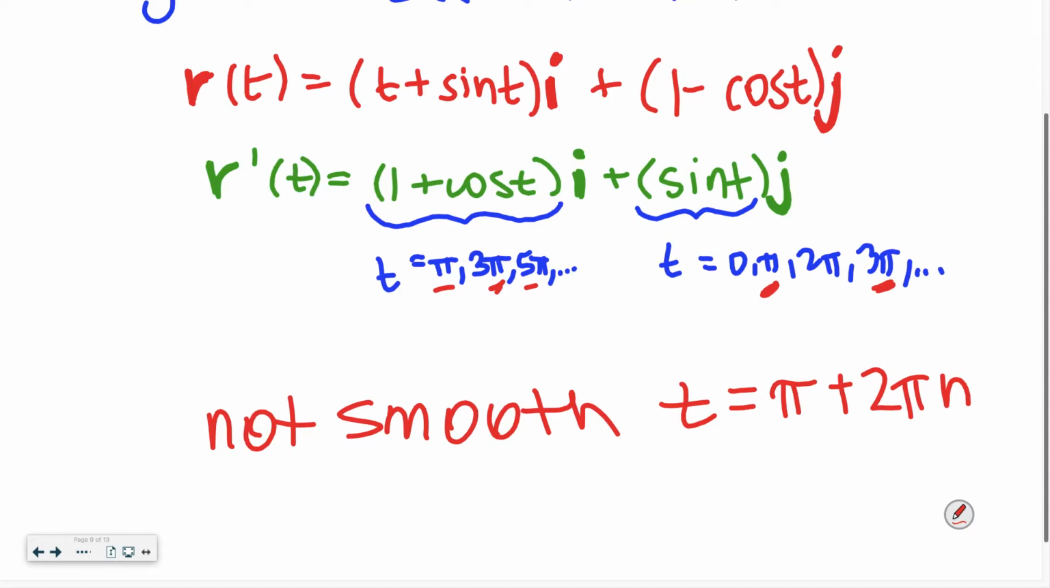It's the y derivative is 0. It's horizontal. So horizontal.